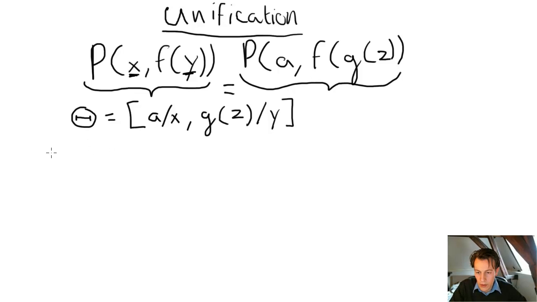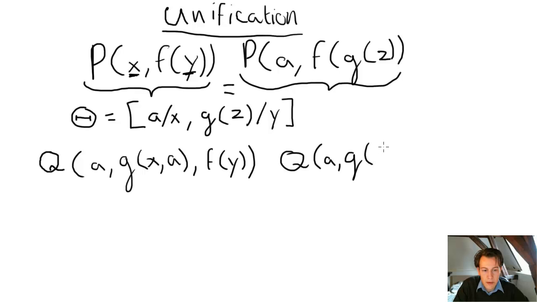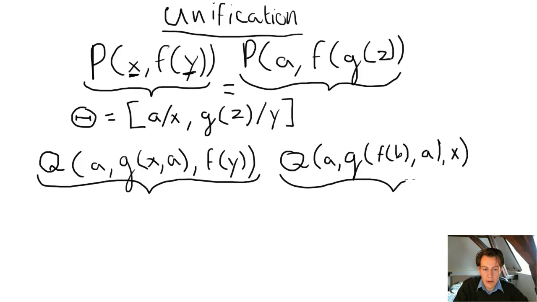Well, I'll give another example. Now we have a function q, and there's an a, comma, g(x), comma, a, comma, f(y). And we have another q, there's an a, and we have a g(f(b)) over here, comma, a, comma, x. So we want to let this formula look like this formula. We want to unify them.